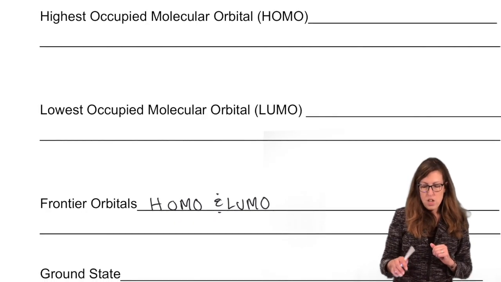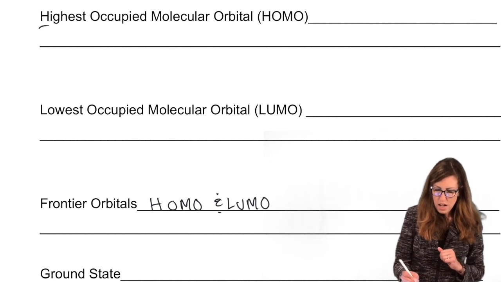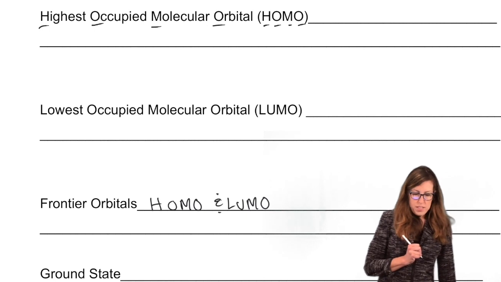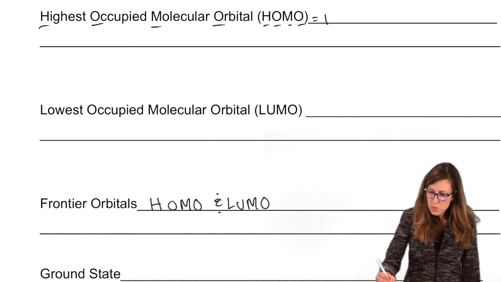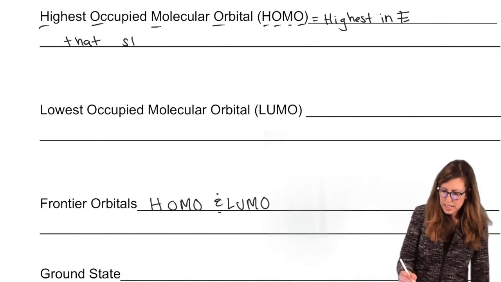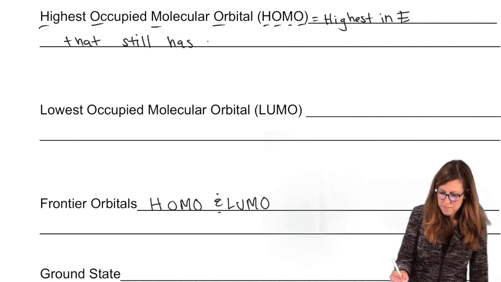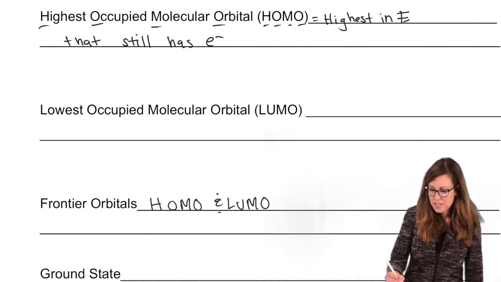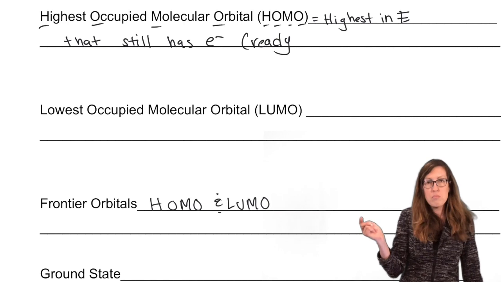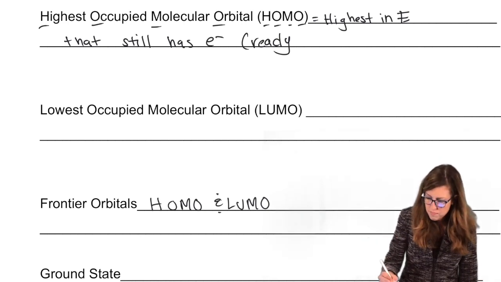the LUMO level. HOMO stands for highest occupied molecular orbital. So what does that mean? The highest one in energy that still has electrons, it's occupied. In other words, it's ready to react. It's the highest energy one with an electron ready to give an electron to something, usually maybe a LUMO, an empty orbital. So that's the electron that's ready to go.